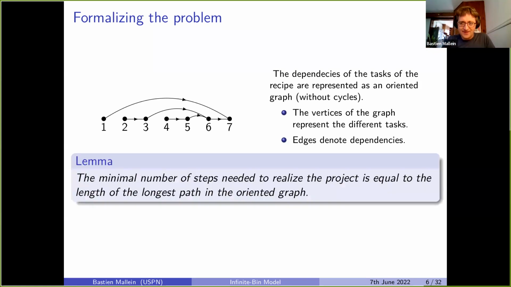I claim that a very simple lemma is that if I have an infinite number of people available to me, so that I can parallelize tasks as much as possible, then the minimal number of steps needed to realize the project is equal to the length of the longest path in this graph. So for example, when we had 3 cooks or more, we needed at least 3 steps, and we have a path of length 1, 2, 3. I mean, we have a path of length 3 in this graph, so it's working, right? The longest increasing path is of length 3.